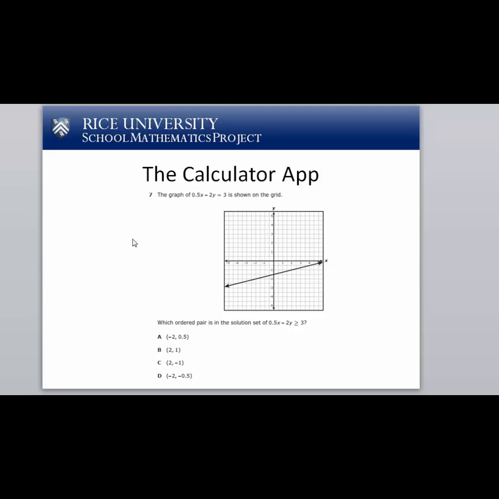What we're going to do is take a look at some problems from the released STAAR exam for Algebra 1 from 2016. Let's take a look at this problem. The graph of 0.5x minus 2y equals 3 is shown on the grid. Which ordered pair is in the solution set of 0.5x minus 2y greater than or equal to 3?